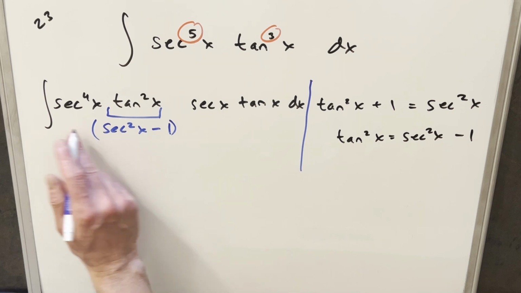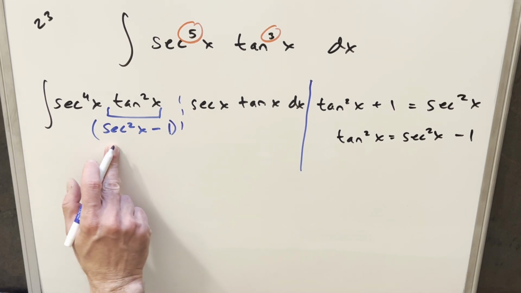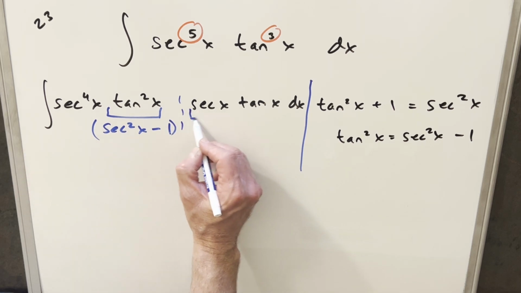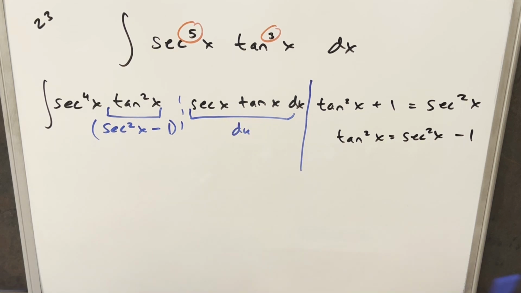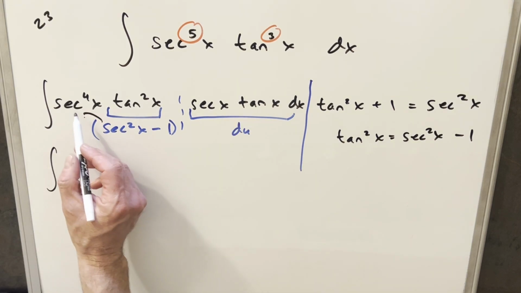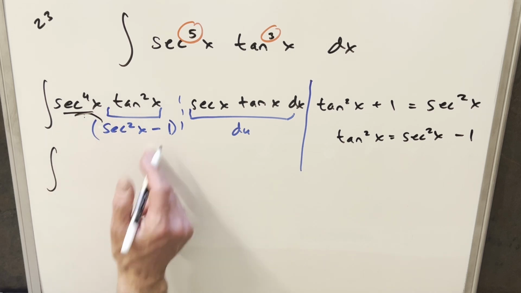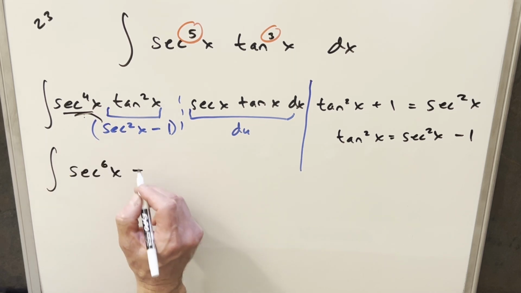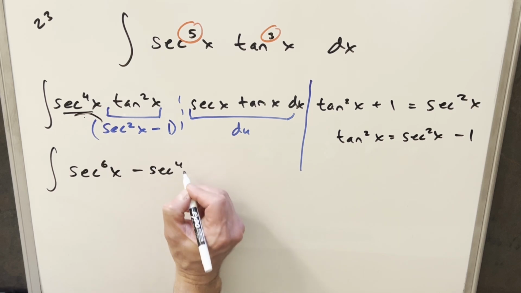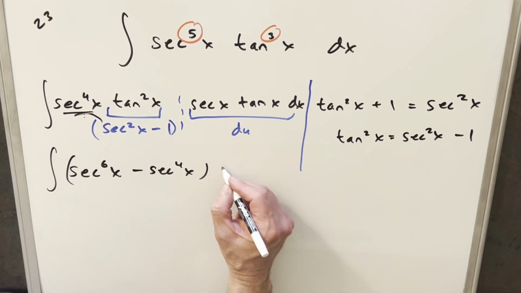So what that's going to allow me to do is have everything over here to the left in terms of secant, and then we have the derivative of secant right here. So we're setting up our u substitution. But before we get to a u substitution, let's distribute the secant to the fourth into this. So this is going to give me secant to the sixth x minus the second term, which is just secant to the fourth x, and then we'll have all this stuff at the end.